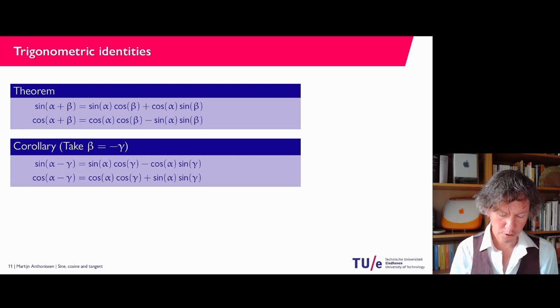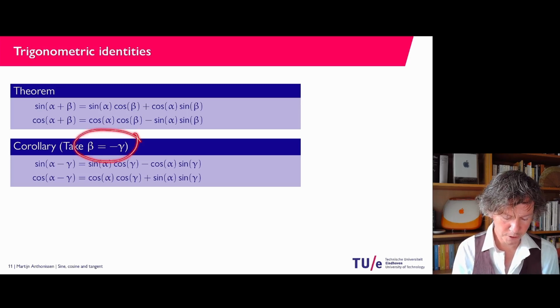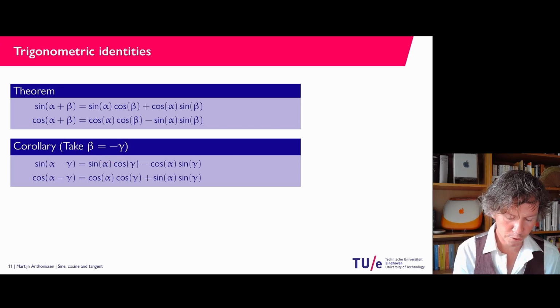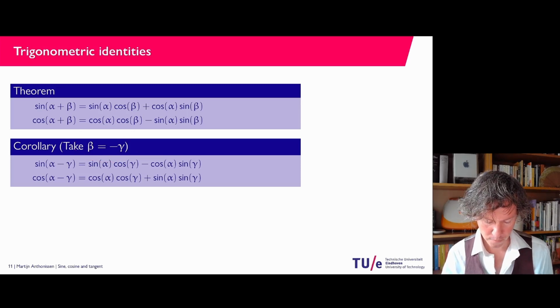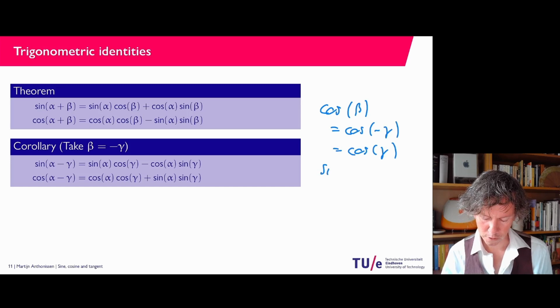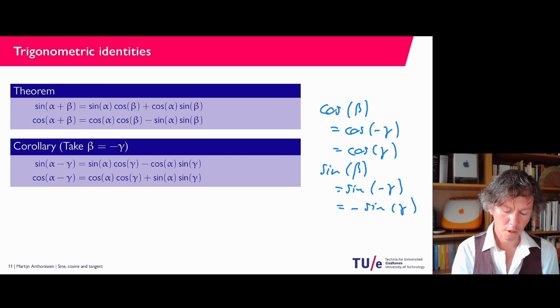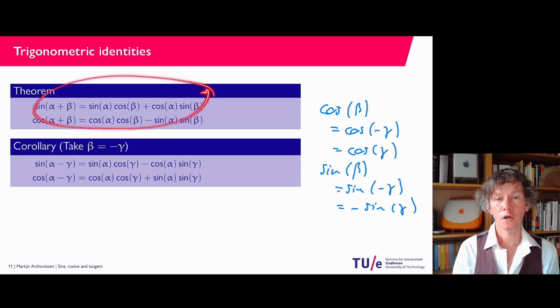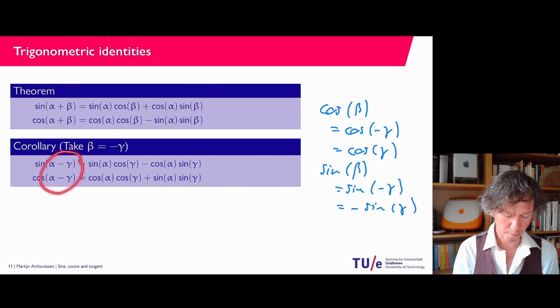With these formulas, you can just substitute beta equals minus gamma, and of course then you can use that cosine beta is cosine minus gamma, which is the same as cosine gamma. And similarly, sine beta equals sine minus gamma equals minus sine gamma. Then from these first formulas, you can easily derive the corresponding ones with a minus sign.